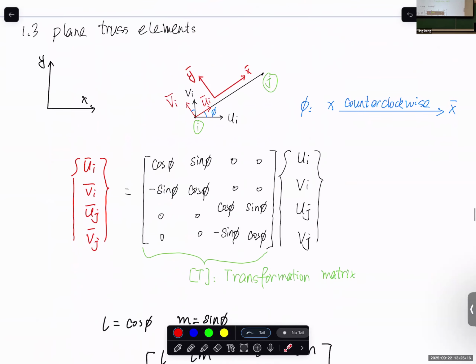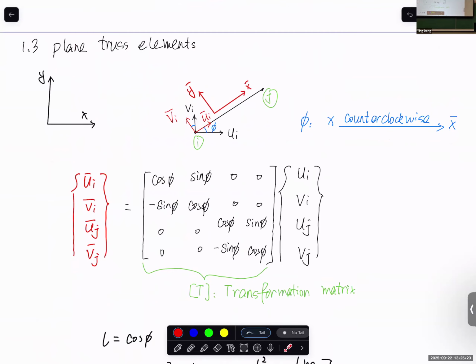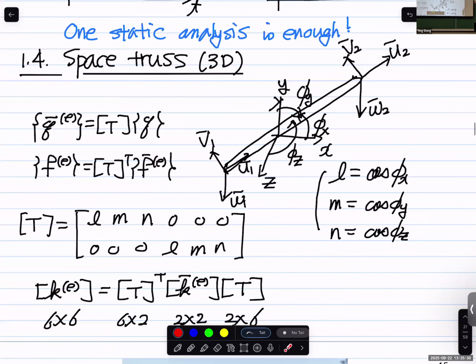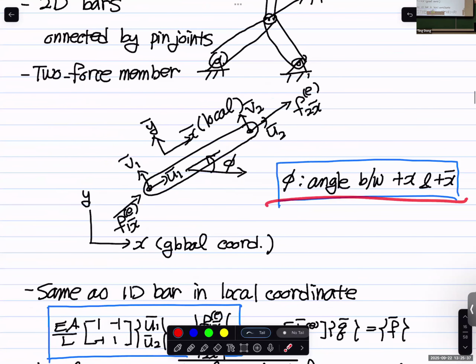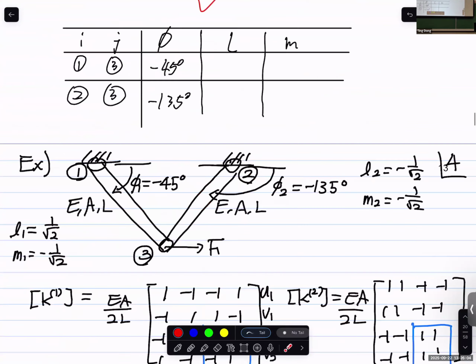And another thing, for this one, be very careful: it is from the global X to local X counterclockwise. Let me show you in the lecture. I asked Dr. Kim this morning what the angle means, and he said it's the angle between the global X and local X. I think he explained in class that it should be counterclockwise, but somehow if we say between, let's put it this way. Let's use his example.